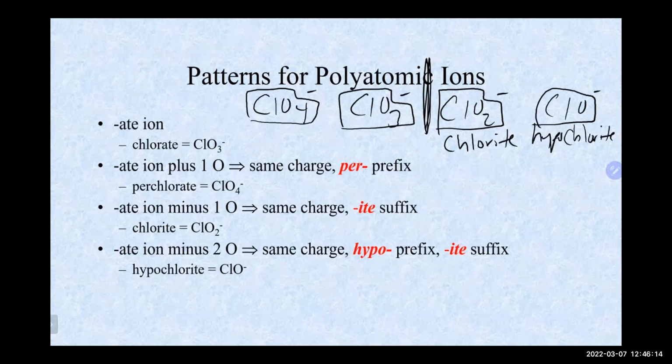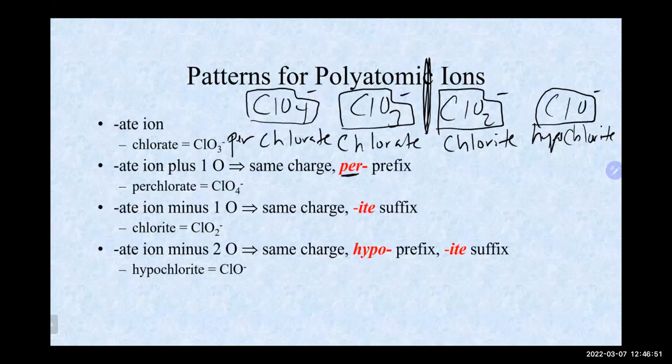On the left-hand side are the ones of the 4 that have the most oxygens, so they should end in ate. So that is chlorate. This would also be like chlorate. Again, same idea, you can't have the same name for 2 different things. In a group of 4 that are related to each other, we put per in front of it, and it becomes what is known as perchlorate, chlorate, chlorite, and hypochlorite. And again, that's a group of 4 that are related to each other.